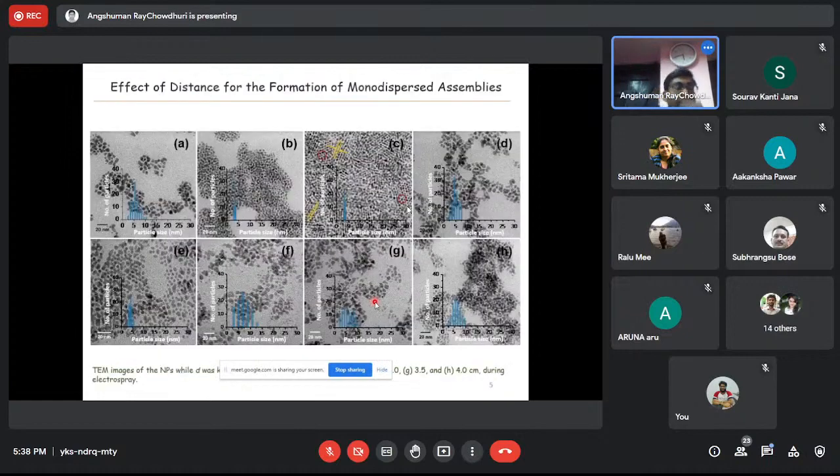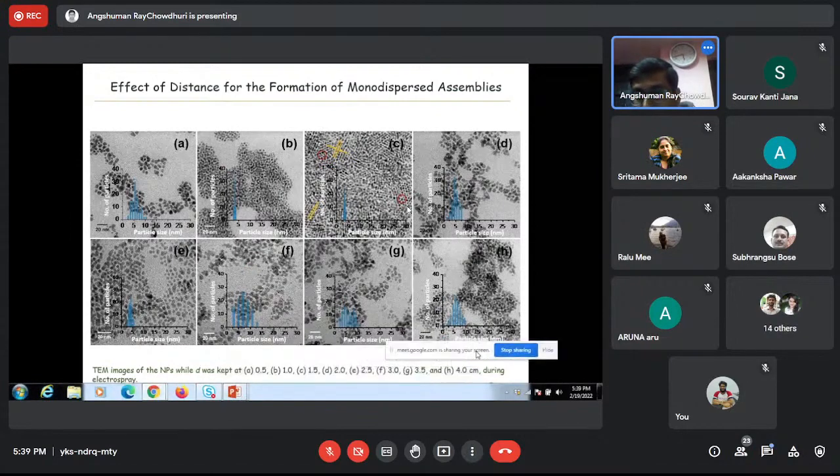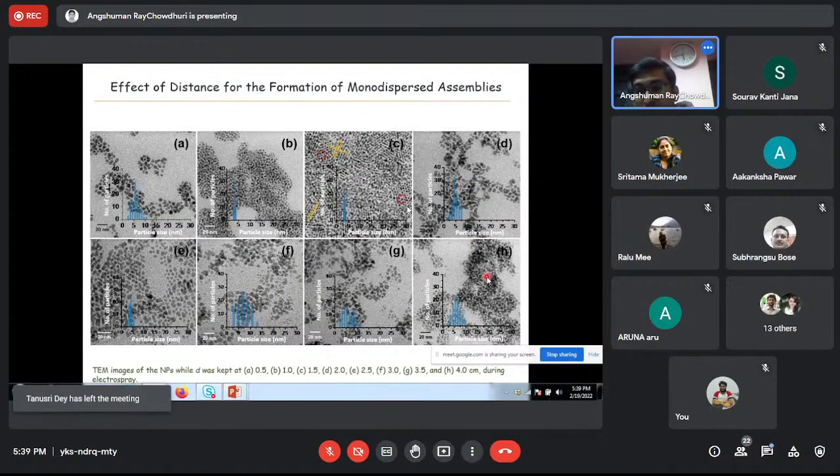Next, previously I told you we have to optimize some parameters. So, the effect of tip to collector distance. Previously I told you if the tip to collector distance is more, then there will be a difference. Here A is 0.5 centimeter tip to collector distance. This is 1.5, 2, like that we are increasing, and this one is 4 centimeter tip to collector distance.